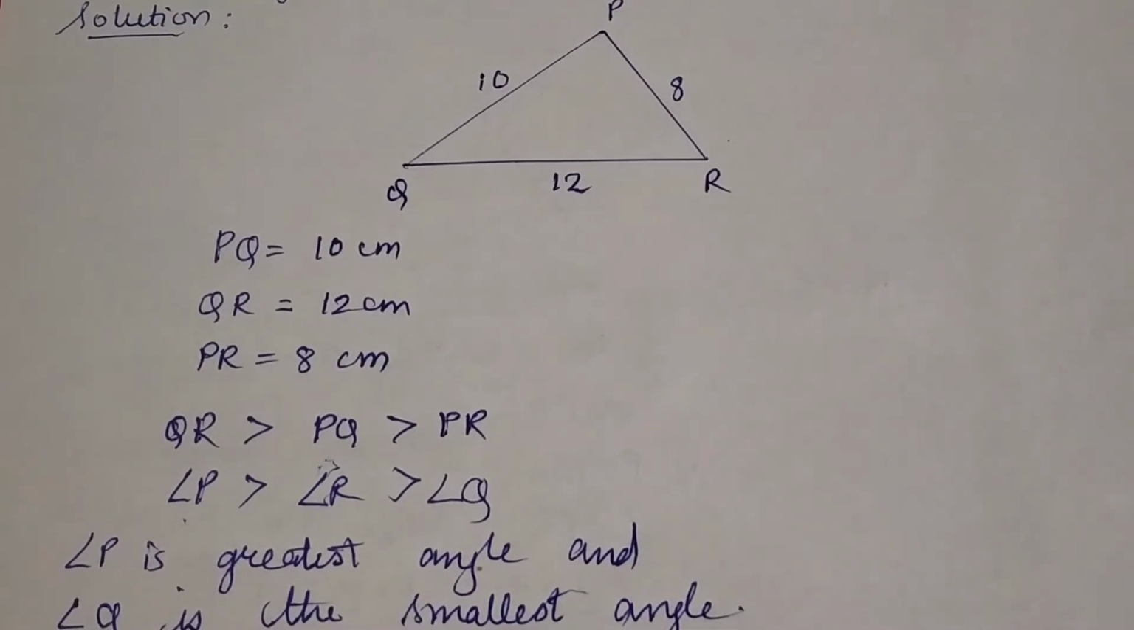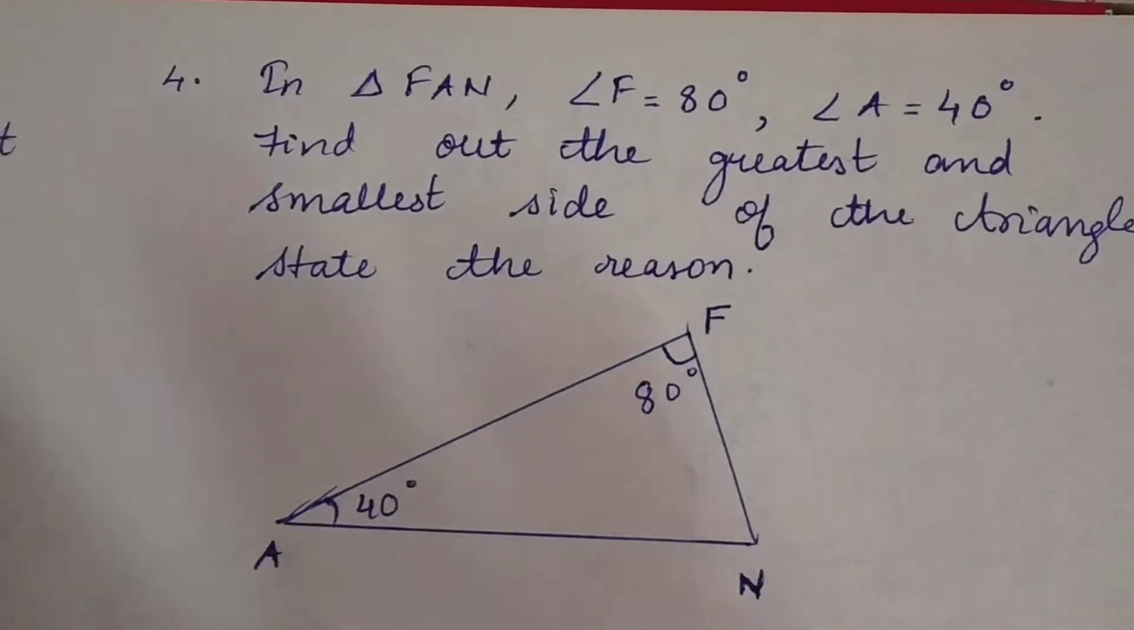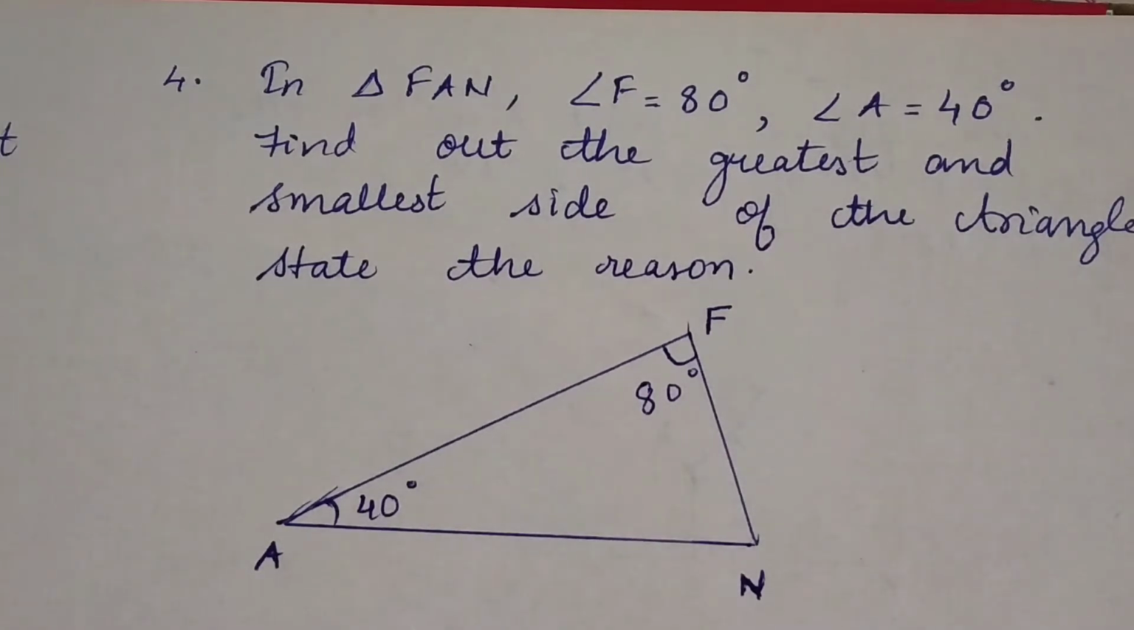Let us proceed toward the fourth question. The next question is similar to the previous one, but there is something else to find out here. Now look at the question. In triangle FAN, angle F is 80 degrees, angle A is 40 degrees. Find out the greatest and the smallest side of the triangle. State the reason.